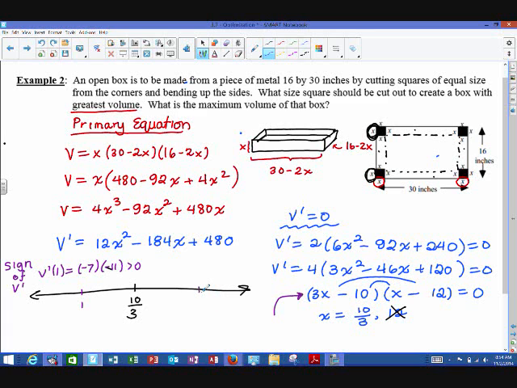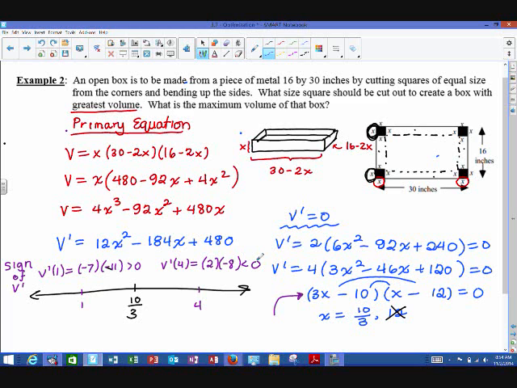And then over here, I'm going to pick something safe like 4. That's to the right of 10 thirds. So V prime of 4 would end up being 3 times 4. 3 times 4 is 12. 12 minus 10 is 2. And then 4 plugged in for x over here. Subtract your 12, you get 8. It's pretty clear that that's negative. So we have our maximum.